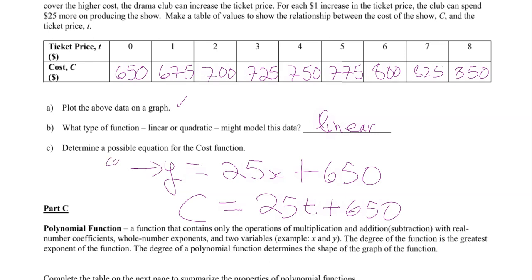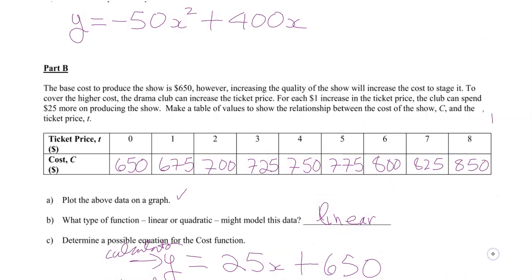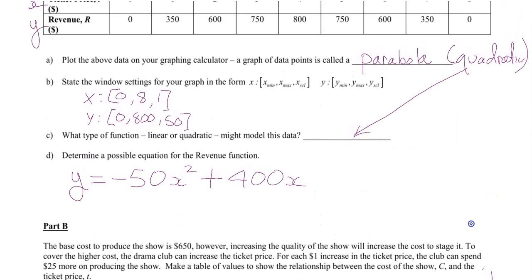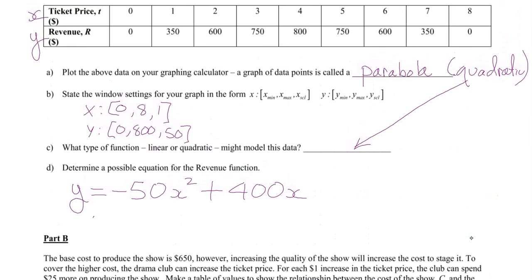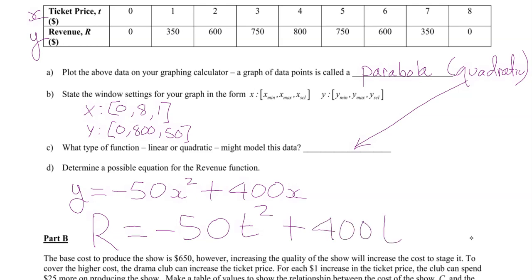This is what came out of the calculator. Okay, this is what we should write. Which means if we go back up, then we should write R is negative 50 T squared plus 400 T.